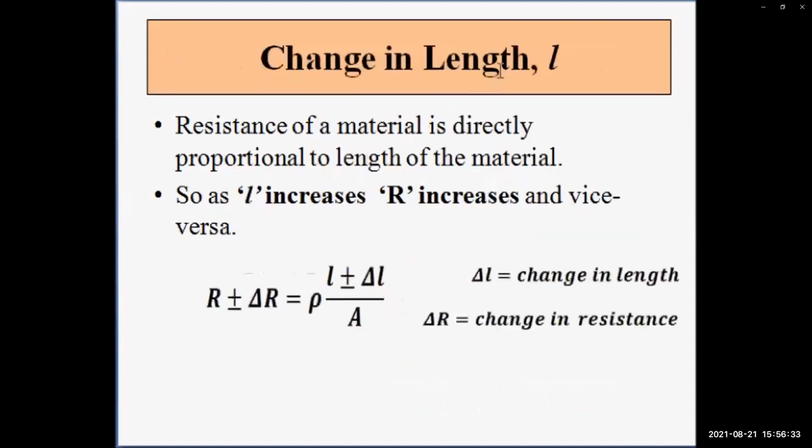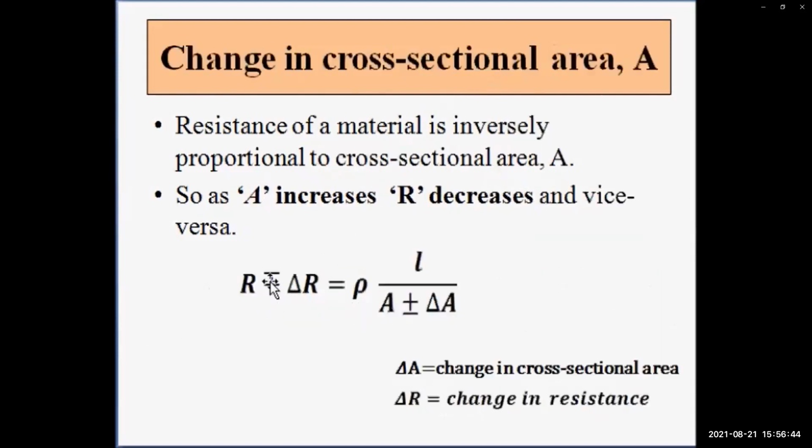As length is directly proportional to R, the plus minus signs are the same in both the cases. But in cross-sectional area it is opposite. Here it is minus plus, there it is plus minus, because here resistance is inversely proportional to cross-sectional area. So, always make note of this. Do not ever write plus minus in the case of cross-sectional area, it will be wrong. So, resistance is directly proportional to length and inversely proportional to cross-sectional area. Let us try to understand it.